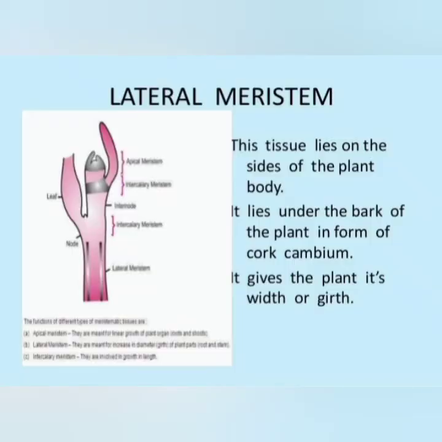Now, lateral meristematic tissue. This tissue lies on the sides of the plant body. It lies under the bark of the plant in the form of cork cambium. It gives the plant its width or girth. That is the lateral meristem. That means it induces growth and development laterally in the plant body. No need to draw this diagram. This is just for your concept.